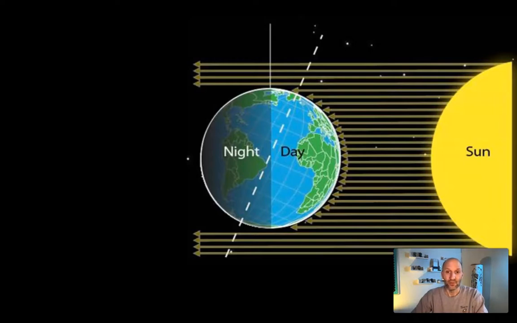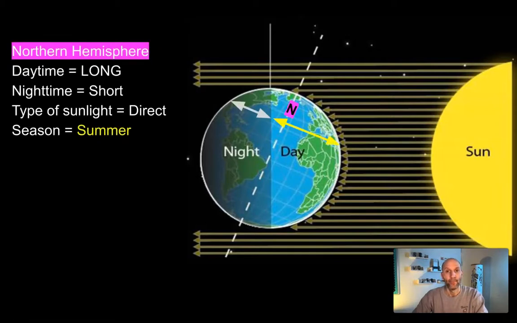Let's look at an example when the northern hemisphere is tilted towards the sun. When the northern hemisphere is tilted towards the sun, daytime is long. You can see how much longer the yellow arrow is compared to the gray arrow. That's a way of representing that the daytime would be much longer than the nighttime. In addition, the northern hemisphere would be receiving direct sunlight. So you would have a long day with direct, intense sunlight that would produce warm temperatures, which creates summer.